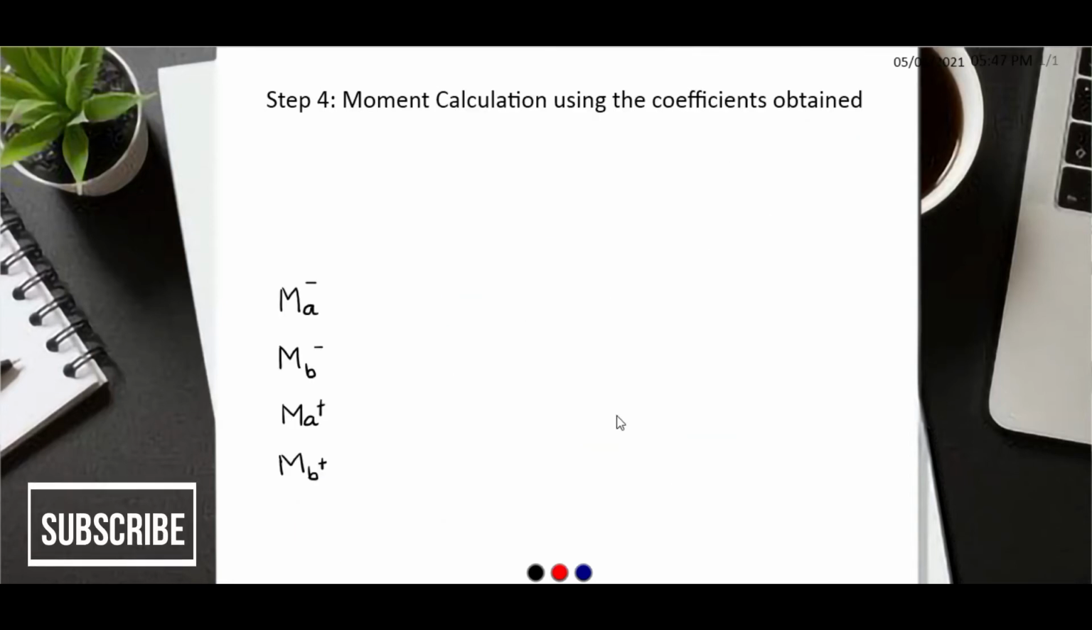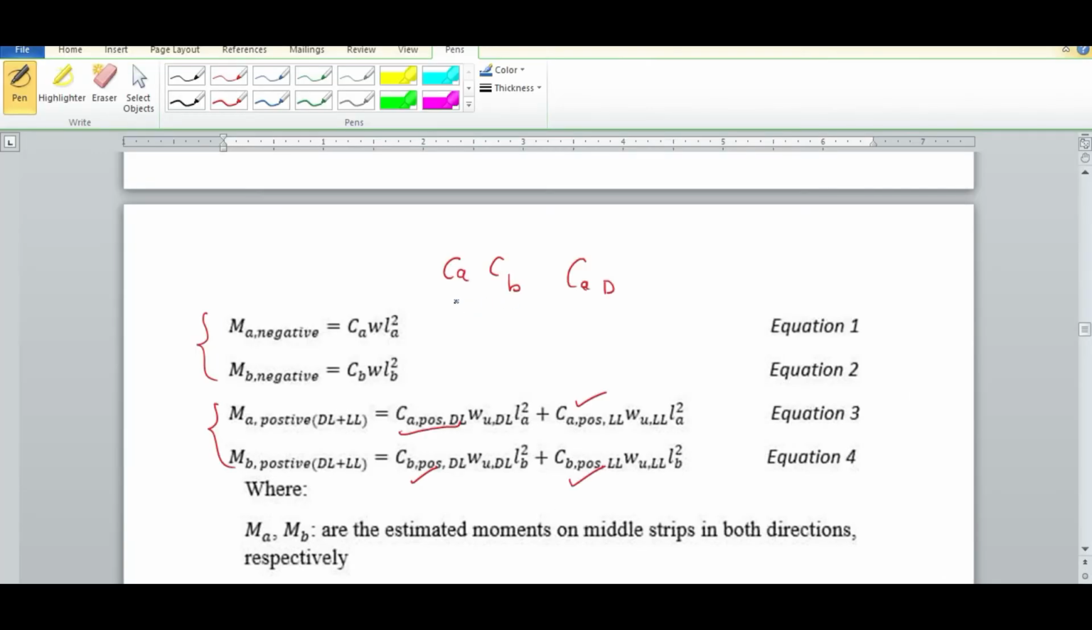Okay, now we need to find the values of the moments using the coefficients obtained. As we have obtained all the coefficient values, W also we have already calculated. LA and LB are also known. LA is the shorter side, 24 feet, and LB is 30 feet. Okay, by plugging all these values we can obtain these moment values. Let me write the final values.